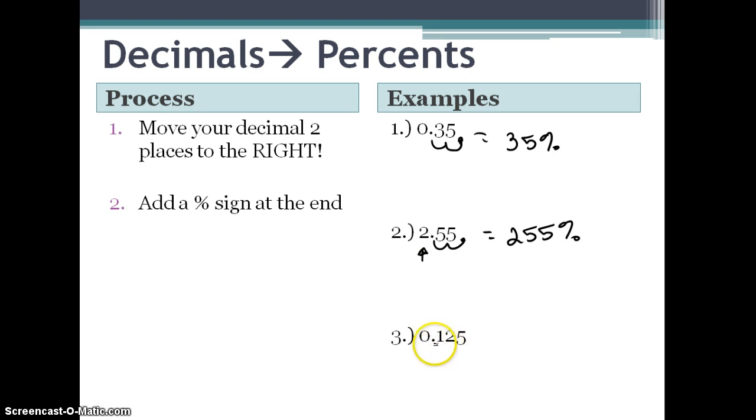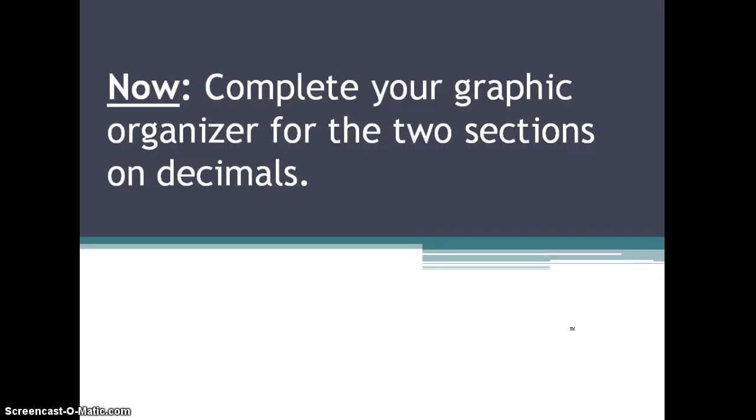125 thousandths. To make this into a percent, move it 2 places to the right. And this is going to be 12.5%. Now go ahead and complete your graphic organizer for the 2 sections on converting decimals.